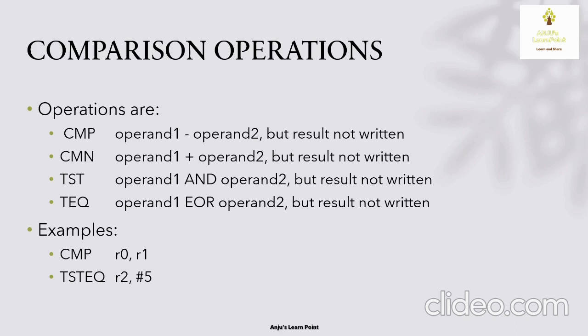So, some examples are shown below. First one is CMP R0, R1. So, the contents in two registers are compared by subtracting the contents and the result is not written anywhere.